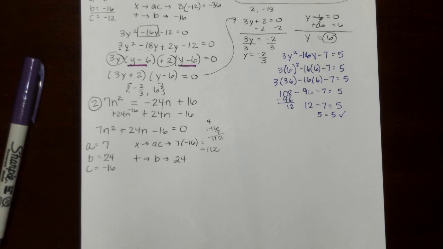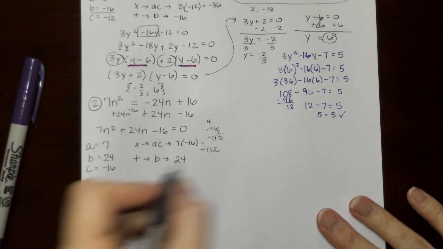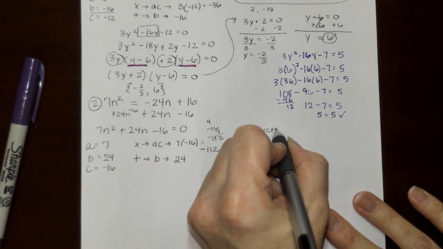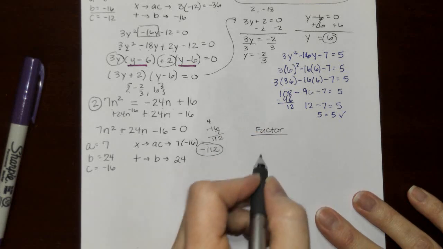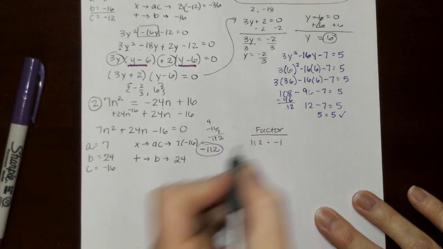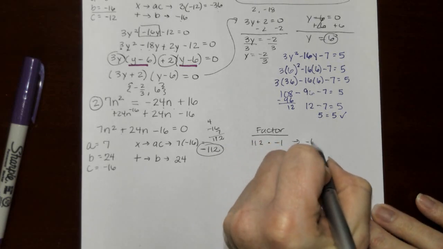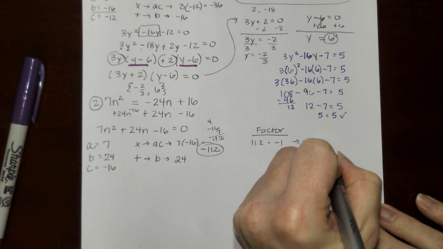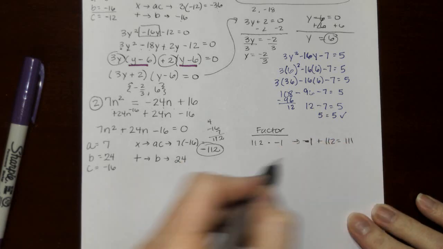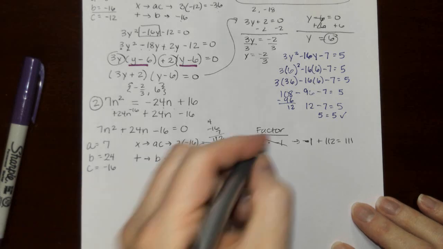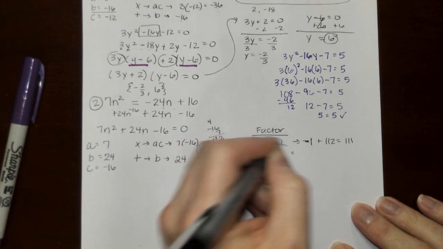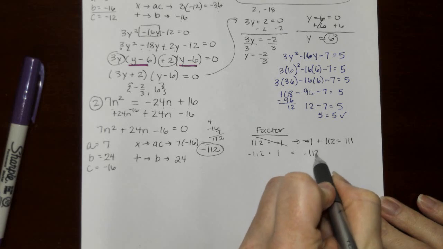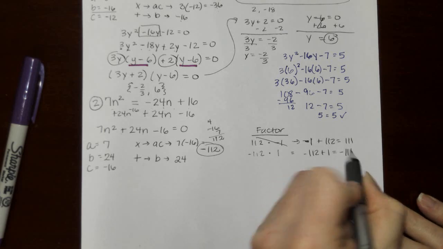Okay, so now I'm going to say, what are my factors of negative 112 that add up to 24? I'll go here to my factors. I know it's negative, so one of my factors is going to be negative. I could do 112 times negative 1. But when I add them together, that's going to give me 111. Obviously that's not going to work. Same thing if I did negative 112 times 1. When I add them together, it's just going to give me a negative 111.